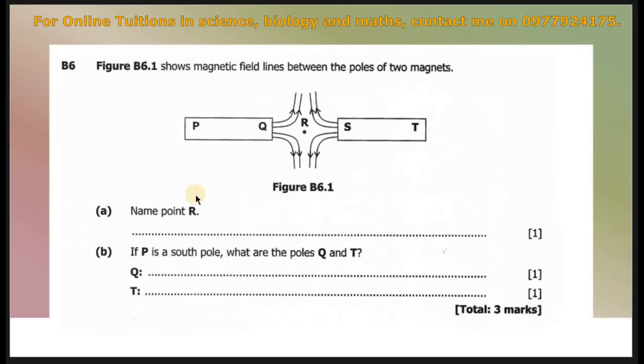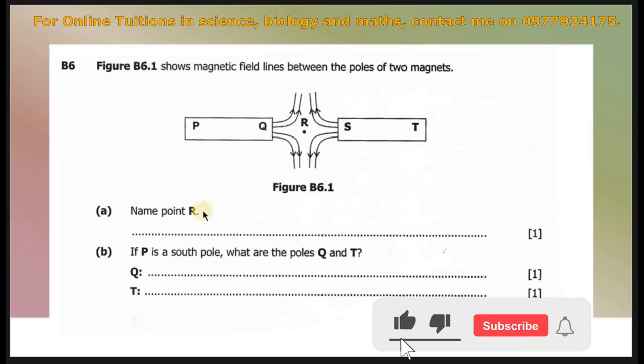Then in B6, we are told figure B6.1 shows magnetic field lines between the poles of two magnets. So these are magnetic field lines between the poles of two magnets. Then we have P, Q, S, T. Then these are the arrows showing the direction of the magnetic fields. Then they're saying name point R. This point R without magnetic fields here is called a neutral point.